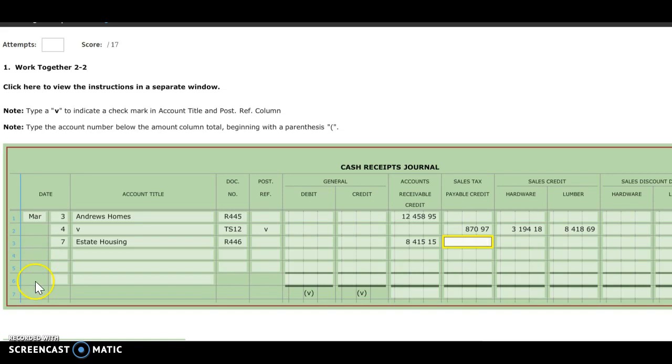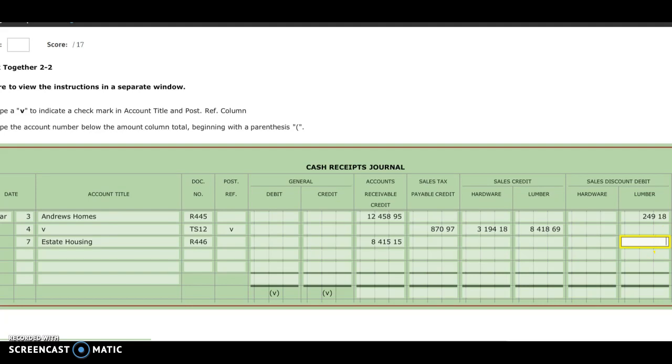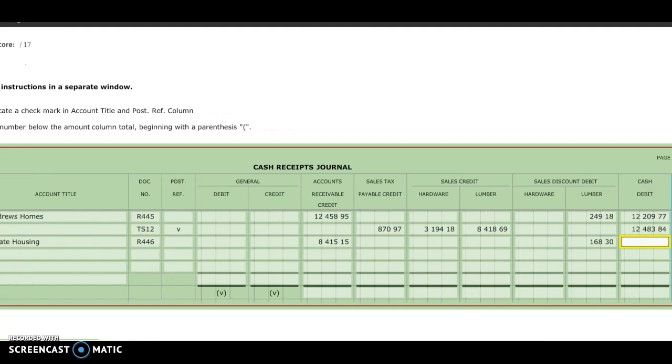So we're going to take that number, my accounts receivable credit, times that 2% that they're getting. And that discount, and this was for lumber, so that discount is going to be $168.30. We do not round up on that one. Okay, we figure out then the difference to get what our cash debit is. So our cash debit is going to be $8,246.85.